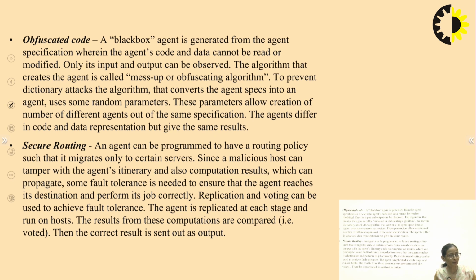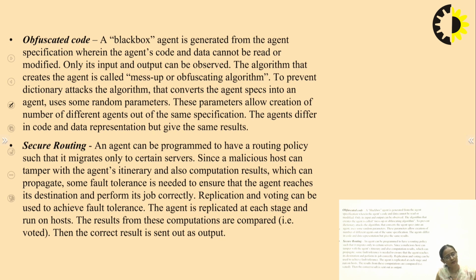To prevent dictionary attacks, the algorithm that converts the agent specifications into an agent uses some random parameters. These parameters allow the creation of a number of different agents out of the same specification, and the agents differ in code and data representation but still give the same results.